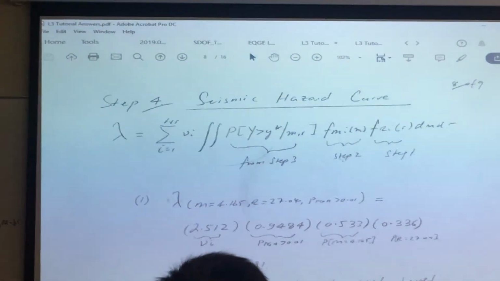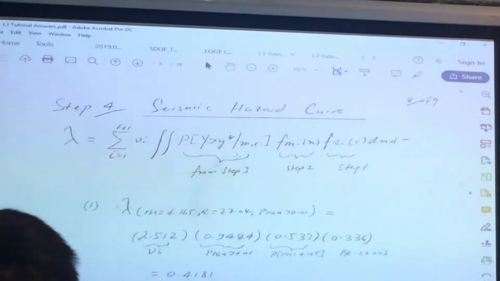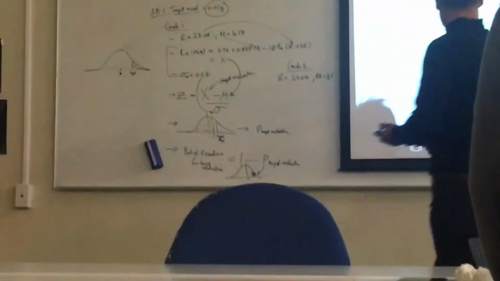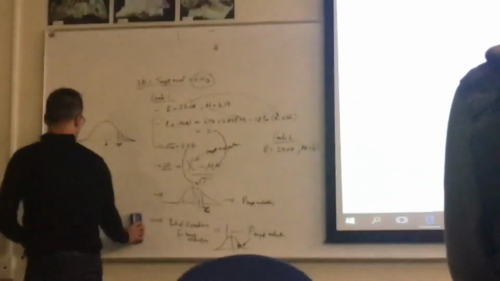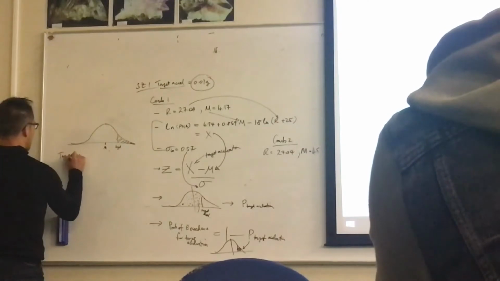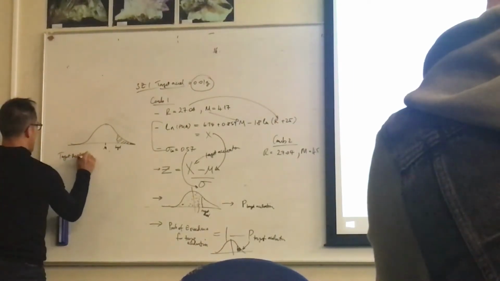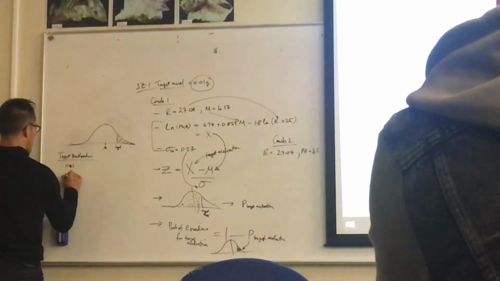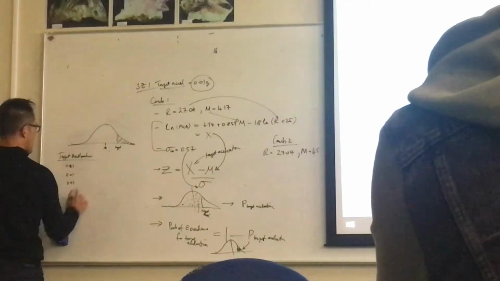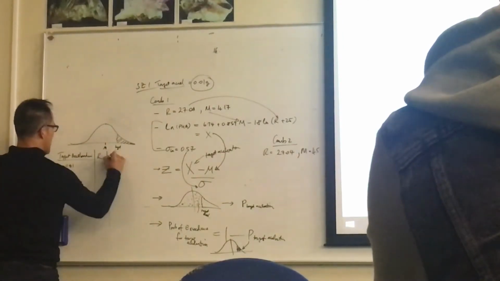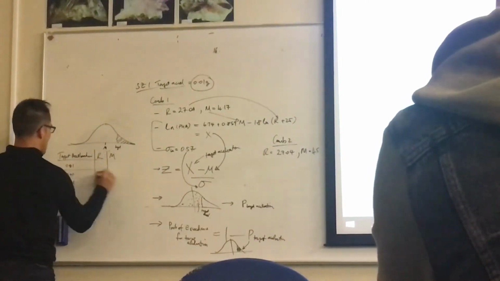Once we've done that, we're going to end up with a table looking like this, for your particular target acceleration. In this case it's 0.01. And then for each combination of distance and magnitude, we have 10 of these.